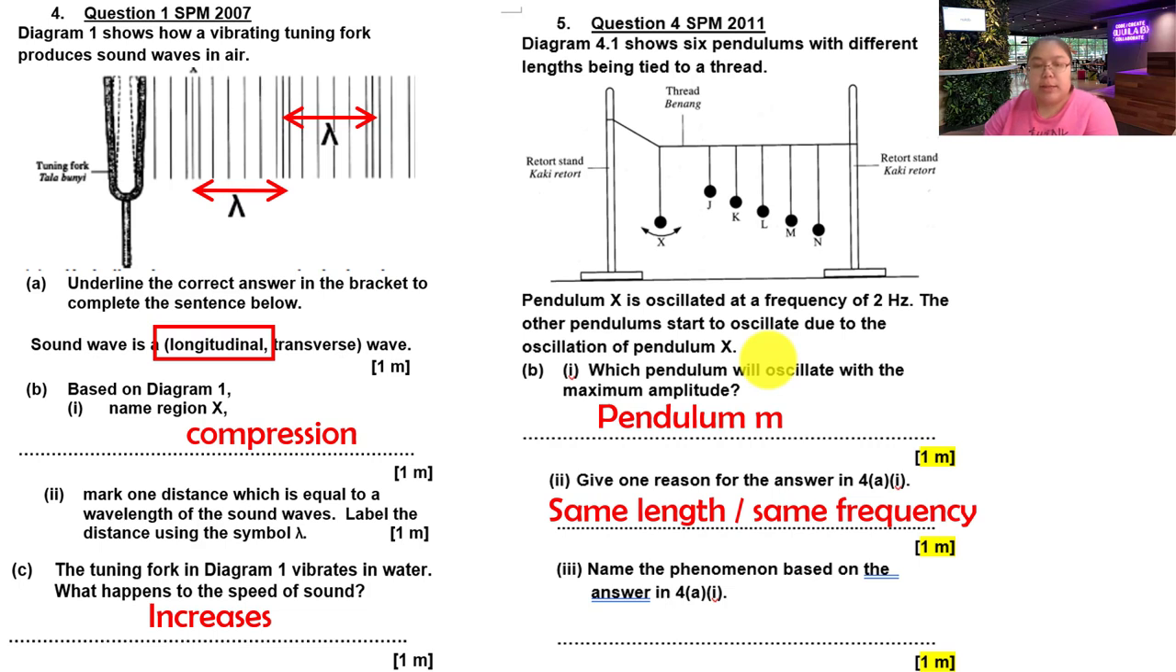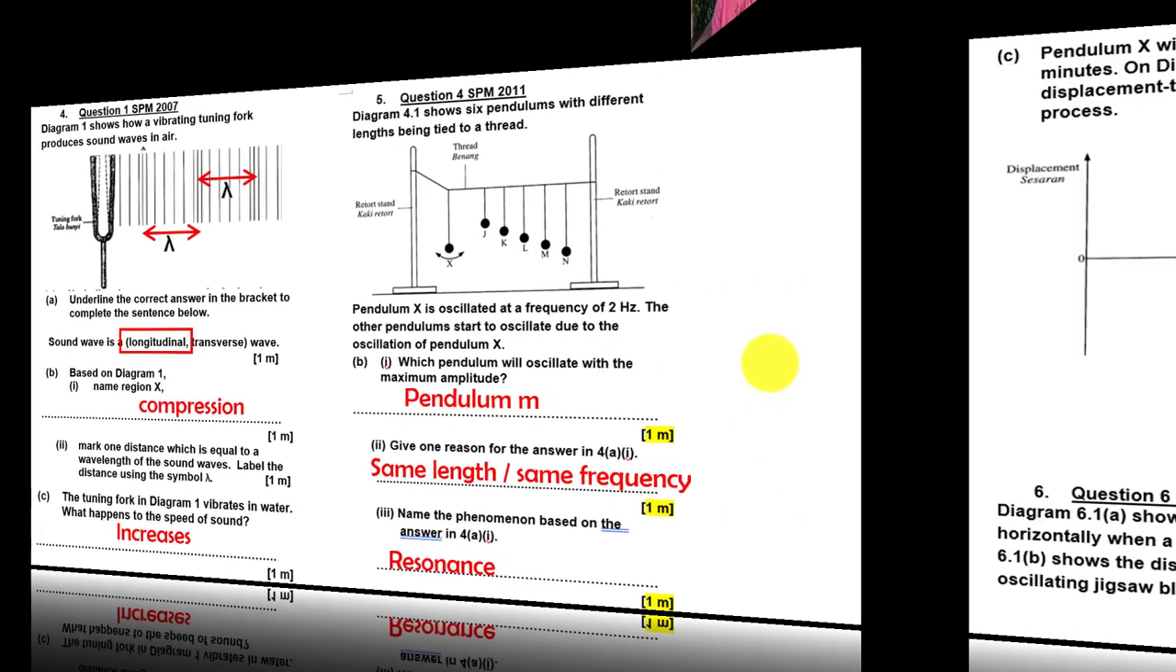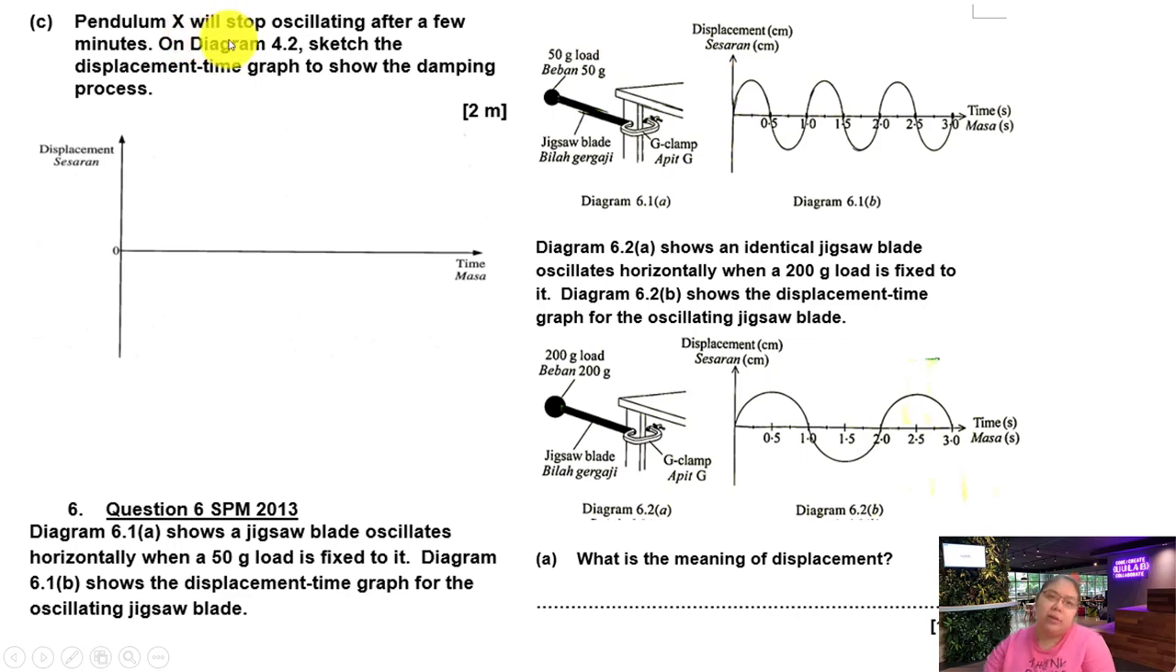Okay, next, there's a phenomenon. This one, they oscillate together because of the same length, we call it resonance. Okay, now we're going to see the pendulum X that will stop oscillating after a few minutes. Because of that damping, you need to draw the displacement-time graph to show the damping.